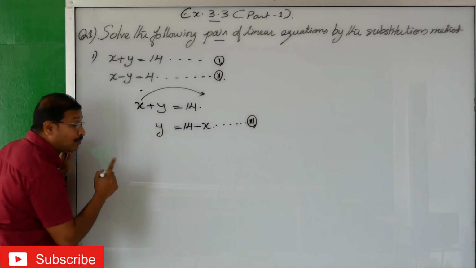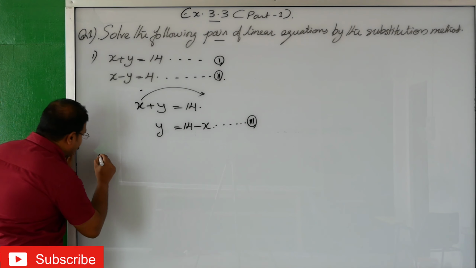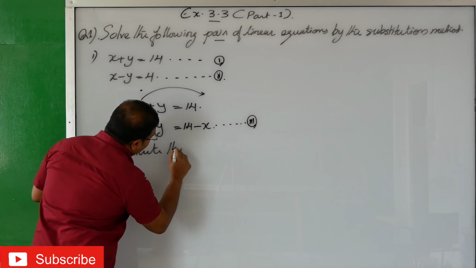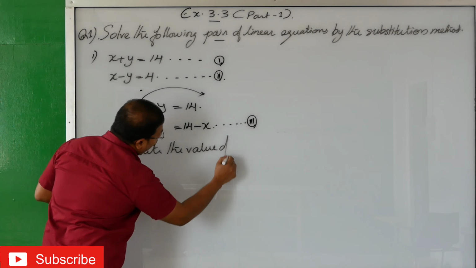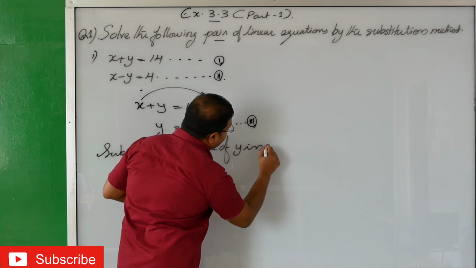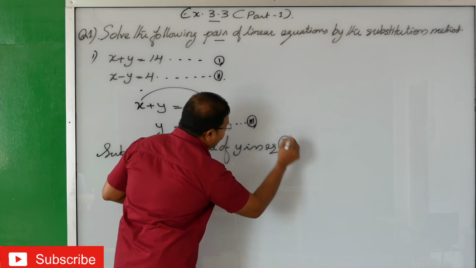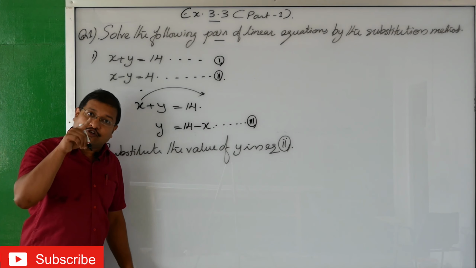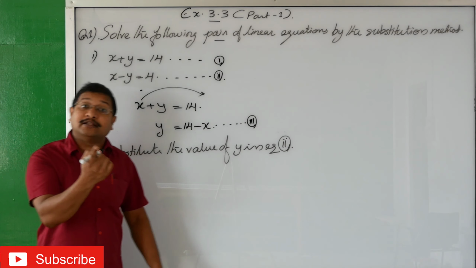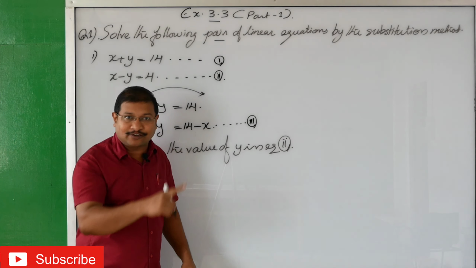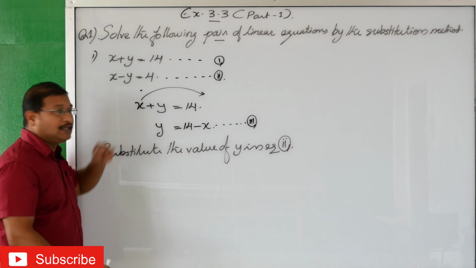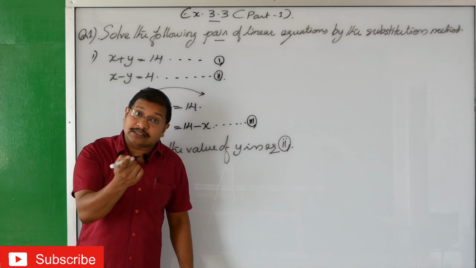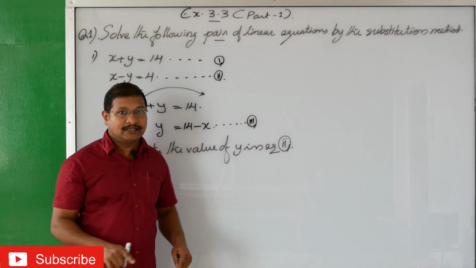Ready? After that, what will we do? The method is substitution, isn't it? So we'll write: substitute the value of y in equation number 2. See, we got the value of y from equation 1. So that value you have to put in the second equation. Don't put it in the first equation. Ready? So what did we do? From the first equation we got the value of y. That value we are substituting into the second equation, isn't it?